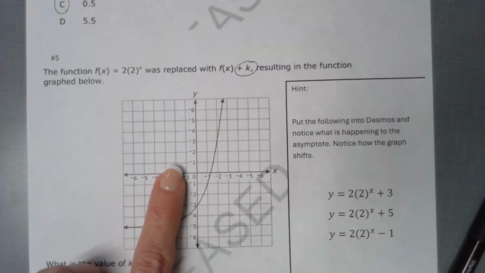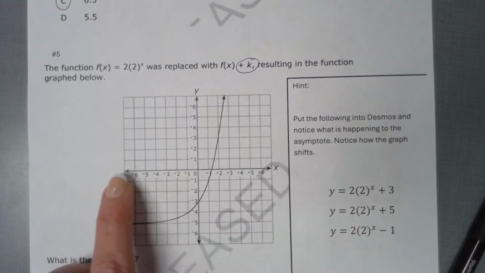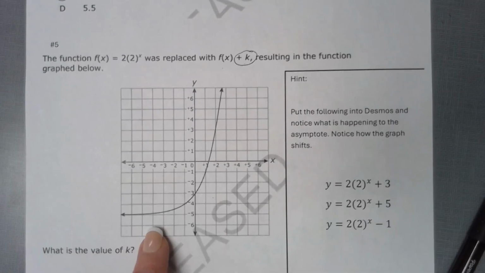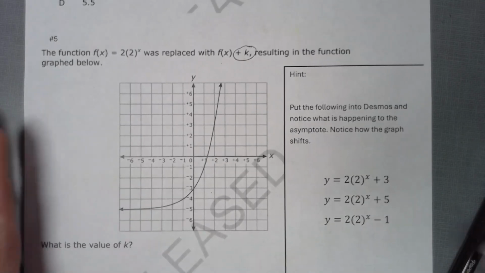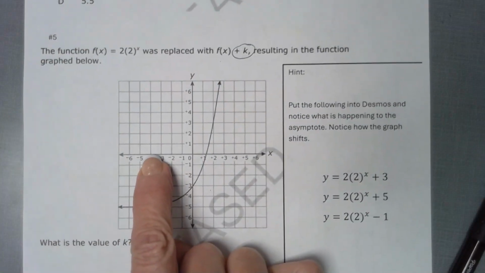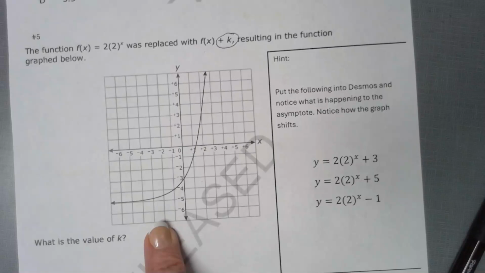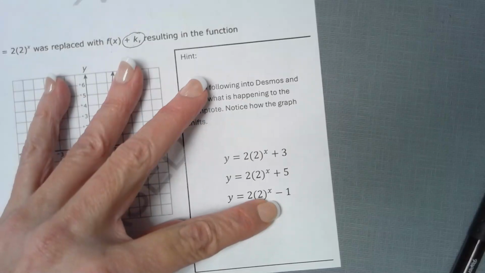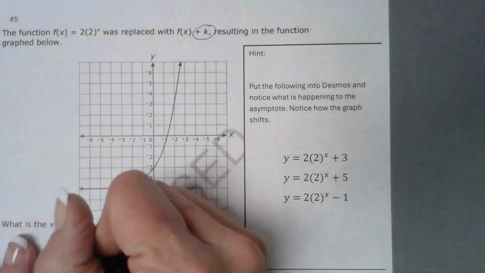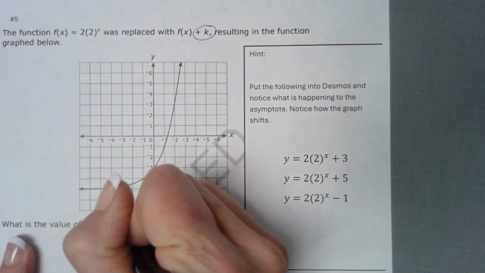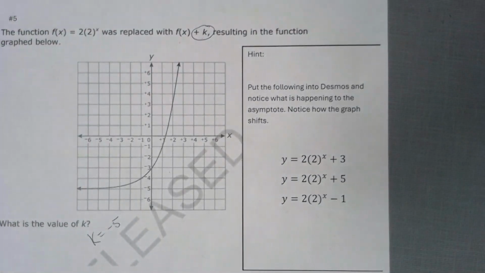The original function has the asymptote coming along right here. How many has this thing shifted down? The original function has the asymptote coming down to the 0.5. It has shifted down 5. So what would you put on the end of this to get it to go down 5? Minus 5. You would put minus 5. So K is negative 5. That's how you would get it to shift down 5. Try to give y'all another one of those.